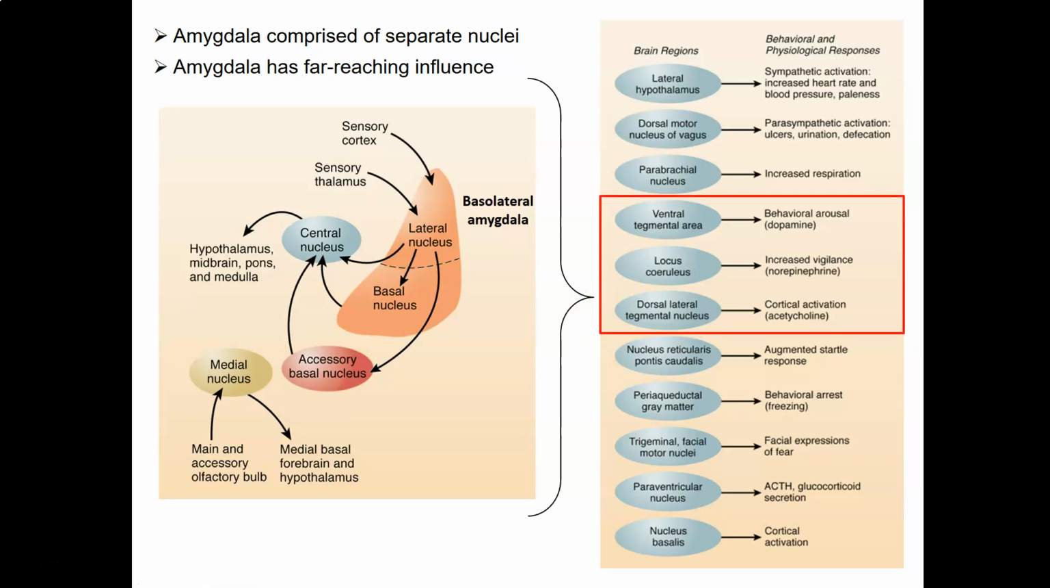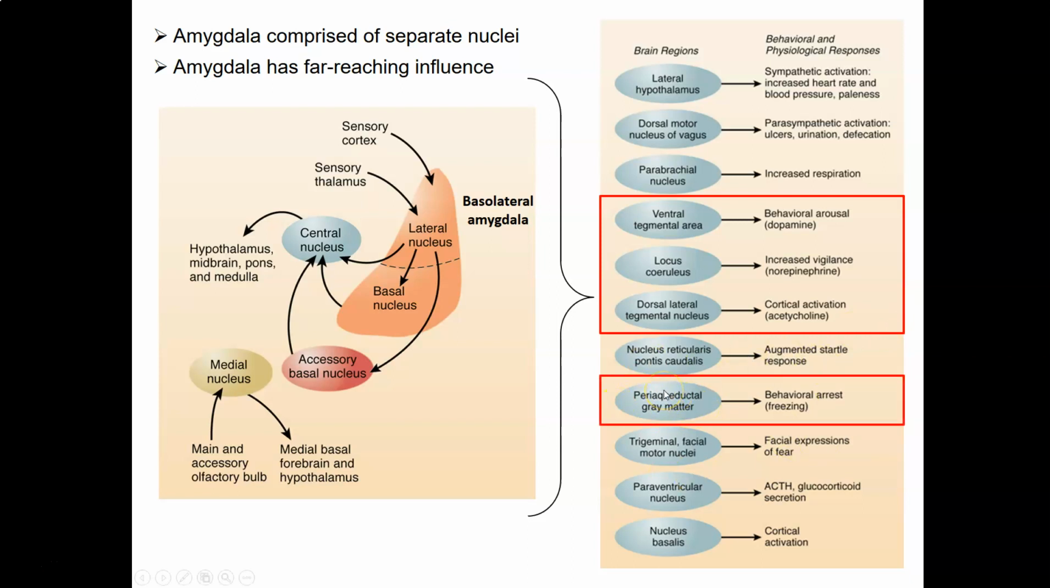We see that the central nucleus sends output to dopamine, norepinephrine, and acetylcholine areas, so the ventral tegmental area, locus coeruleus, and the lateral dorsolateral tegmental nucleus. So what we're seeing here is arousal, increased vigilance, and cortical activation. When you're put into a fearful situation, you want to have your brain aroused, vigilant, make sure it's prepared to take in important information, and also activated.